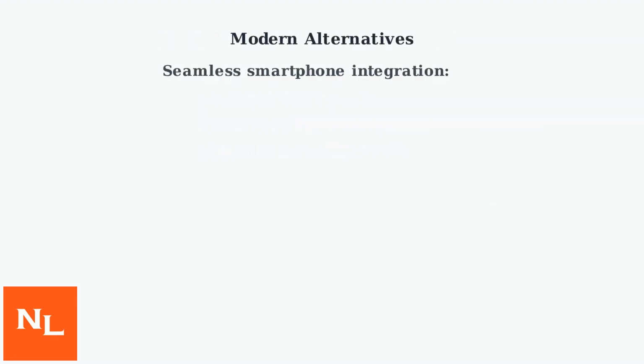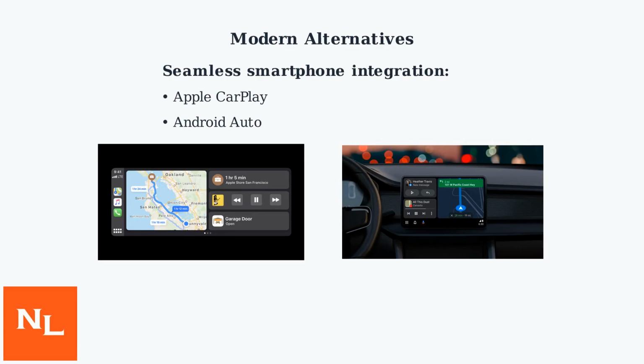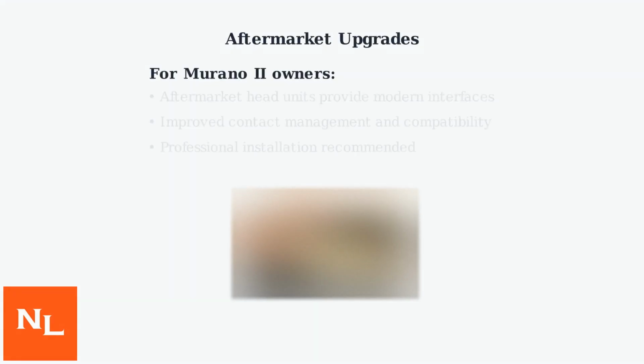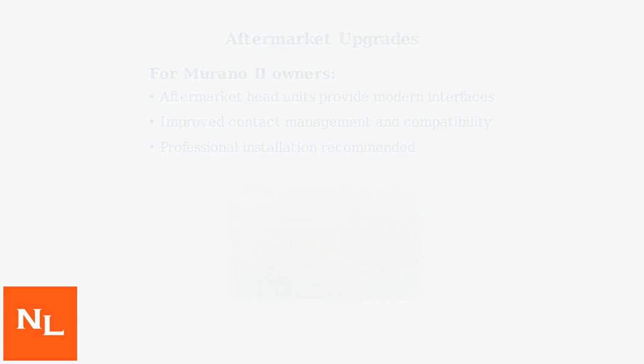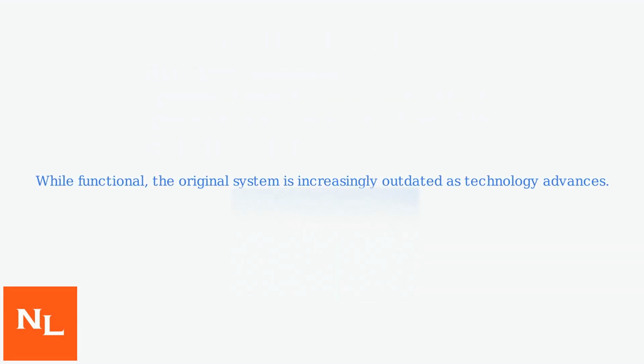Modern cars offer much better solutions with seamless smartphone integration through Apple CarPlay and Android Auto. These systems provide real-time contact syncing, voice commands, and advanced features that the Murano system lacks. For Murano II owners seeking an upgrade, aftermarket head units can provide a more modern experience. While the Murano II's address book remains functional, it's becoming increasingly outdated compared to modern automotive technology.